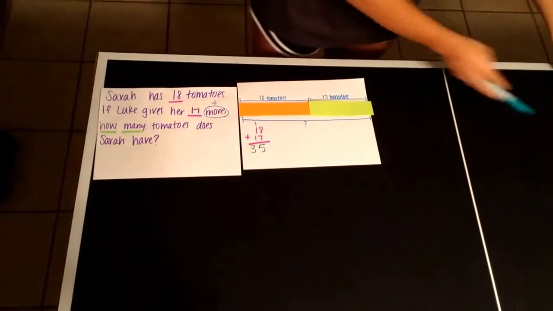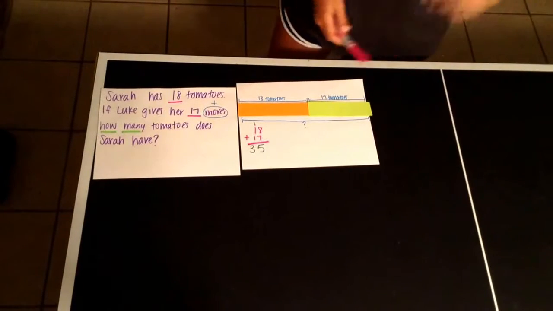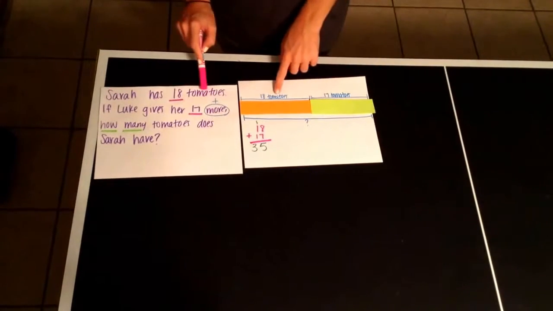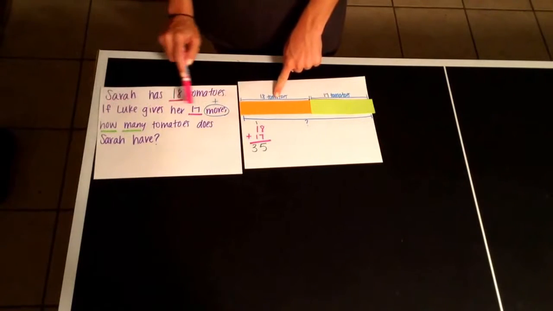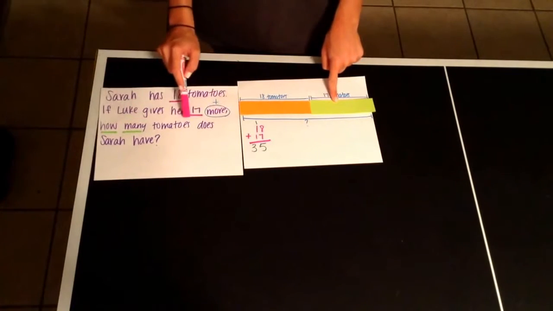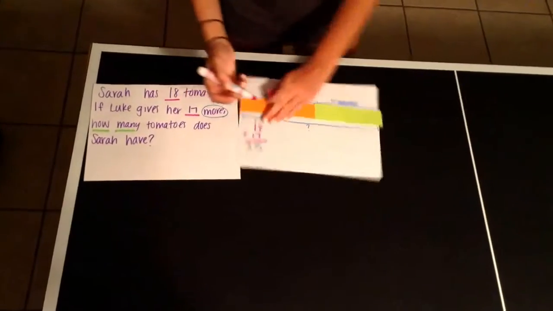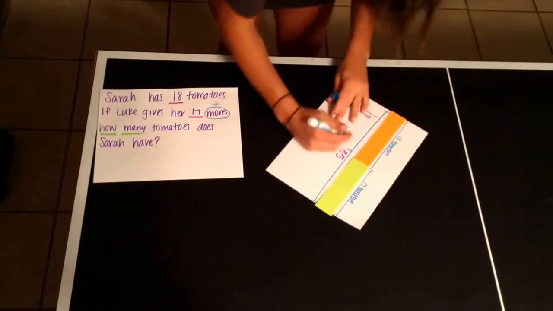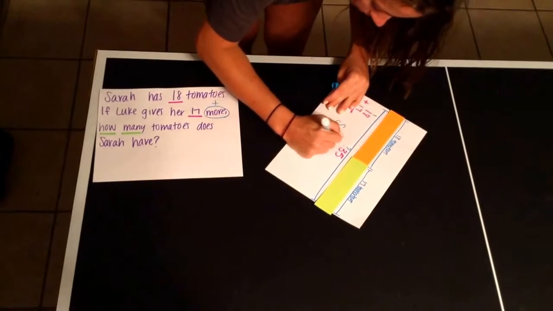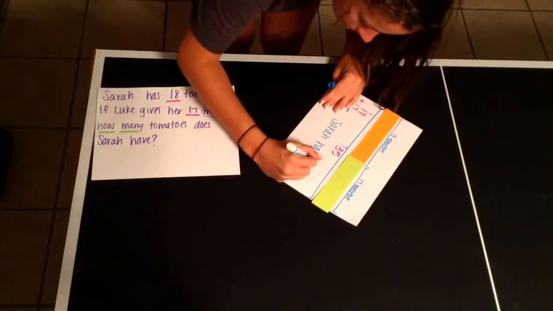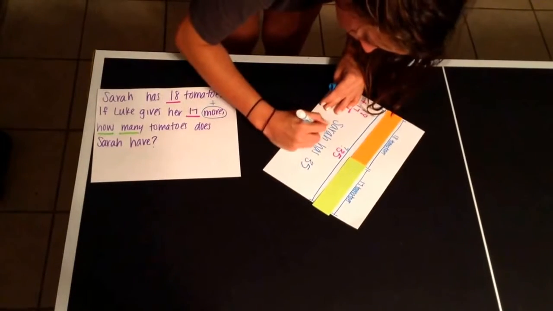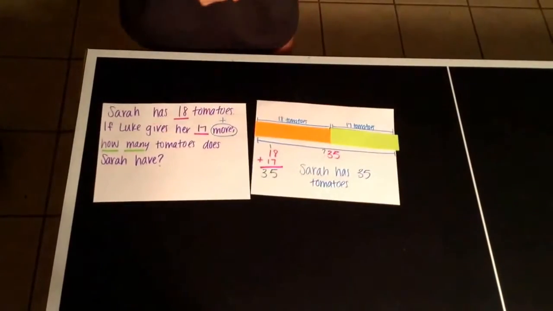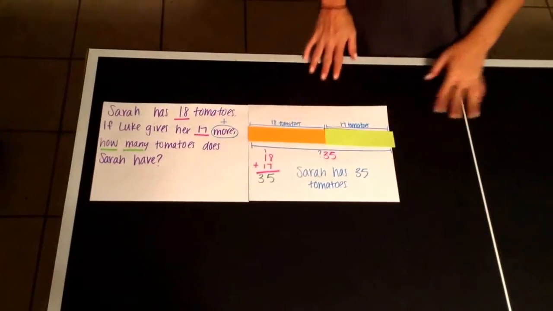total. So let's go back to our problem and see if we got this correct. Sarah has 18 tomatoes. We have our 18 right here. If Luke gives her 17 more, how many tomatoes does Sarah have? Well, we see that our question mark is going to be 35. So we see that Sarah has 35 tomatoes. So this is how we add using the linear model.